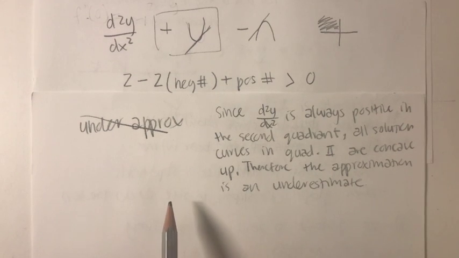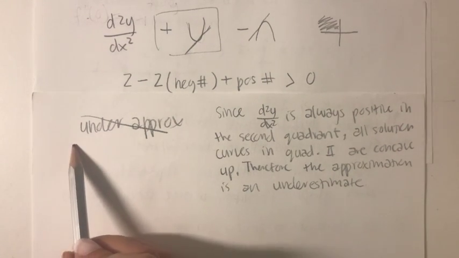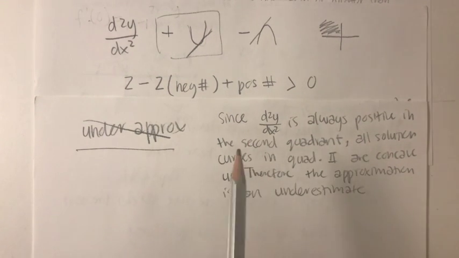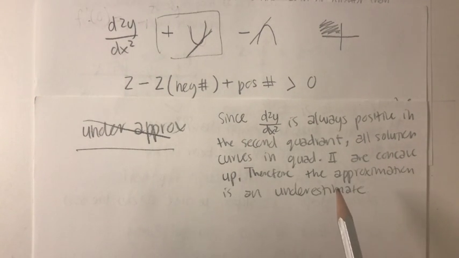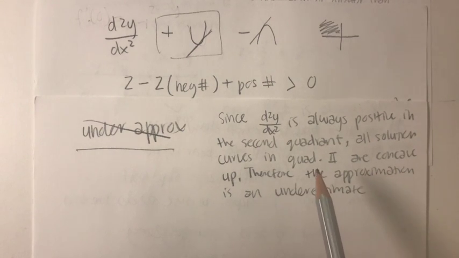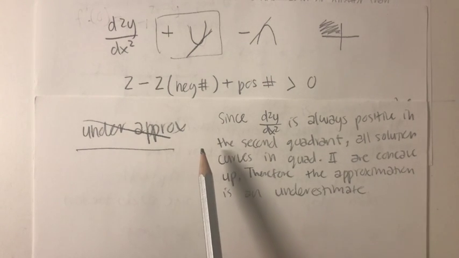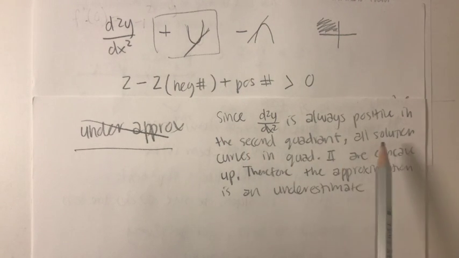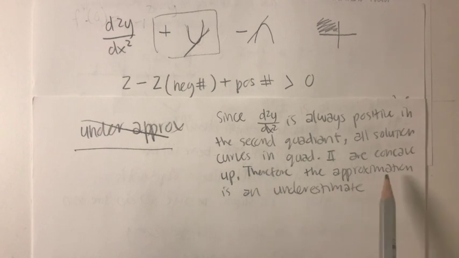Now that you have your answer, what you don't want to say is just that it's an under approximation. Since it explicitly asks you for justification, you have to justify it. There's no reason not to. Your justification is going to be something along the lines of, since the second derivative is always positive in the second quadrant, all solution curves in quadrant 2 are concave up. Therefore, the approximation is an underestimate.